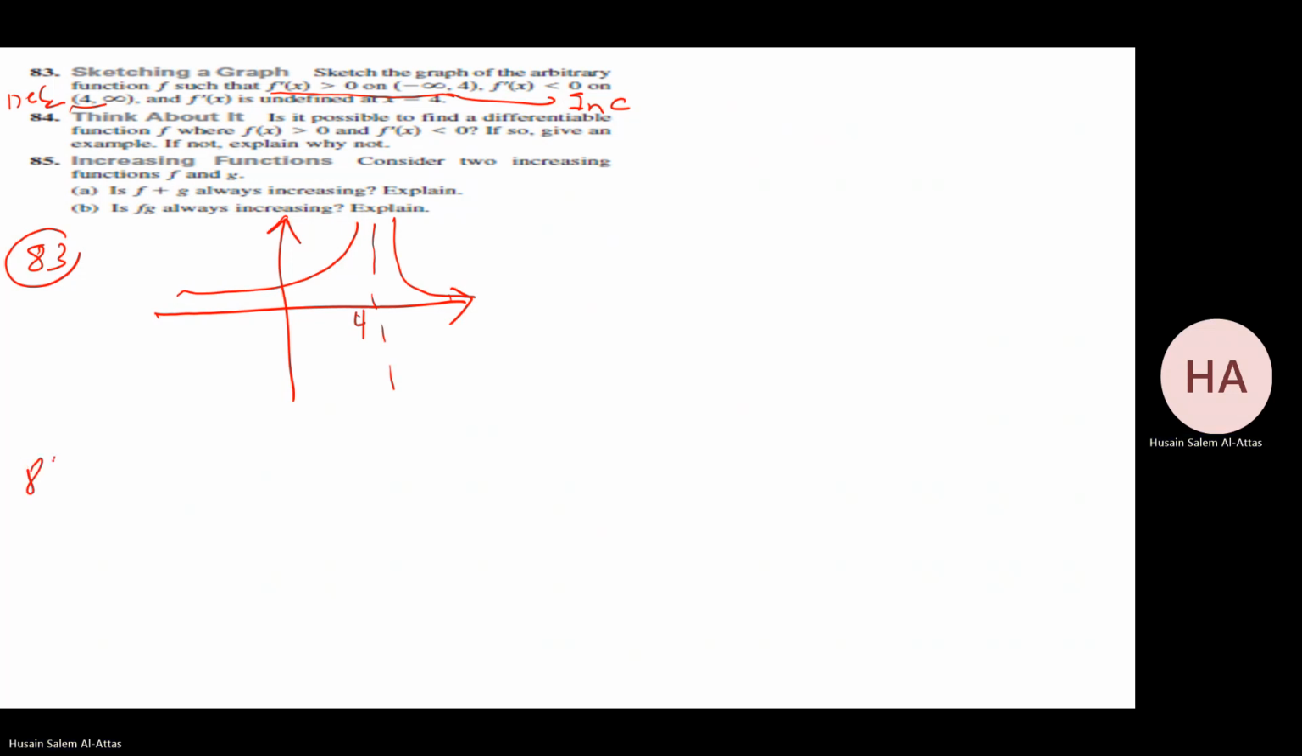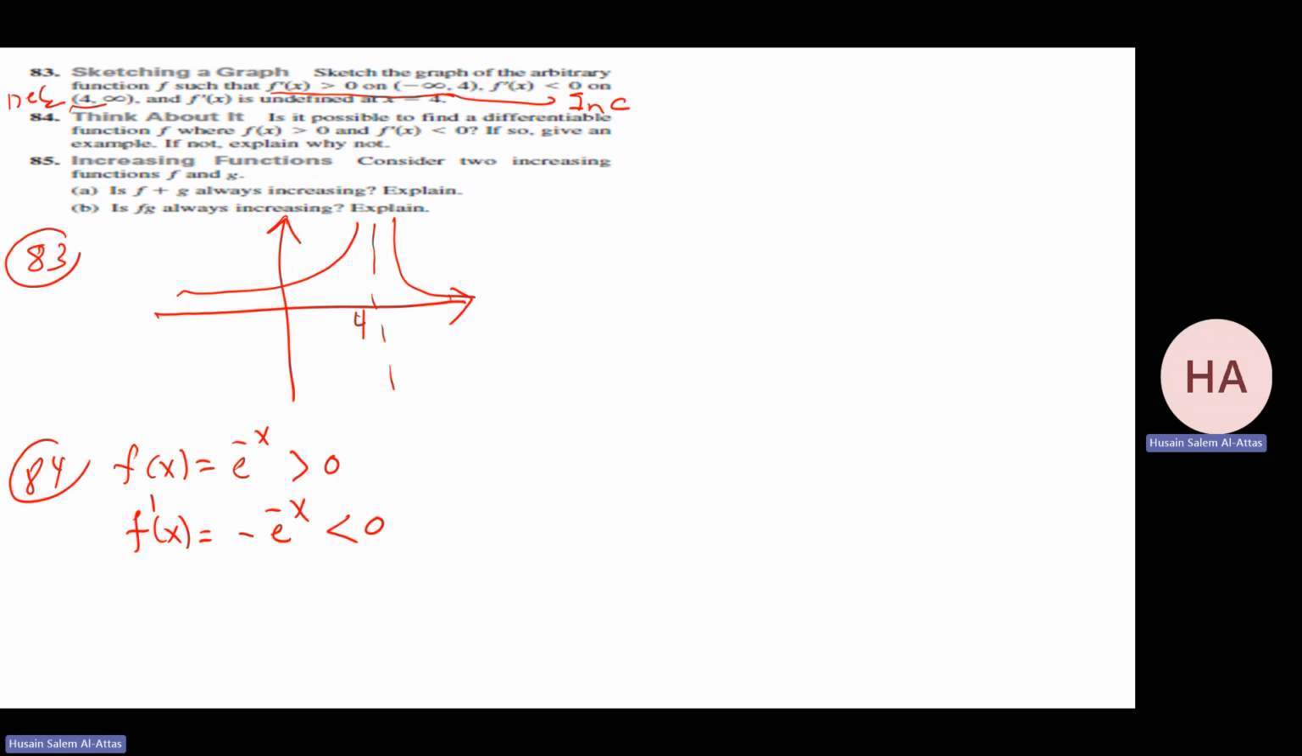84. Is it possible to find a differentiable function where f is positive, f prime is negative? Yes. Take this one. E to the minus x, always positive. What is f prime? Minus e to the minus x, which is always negative. So this is an example.